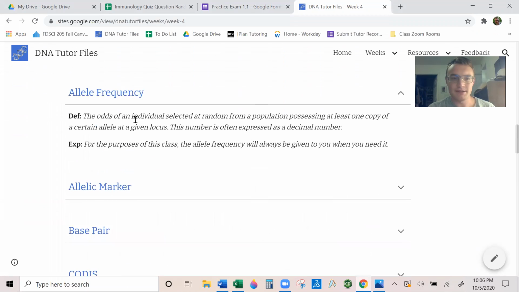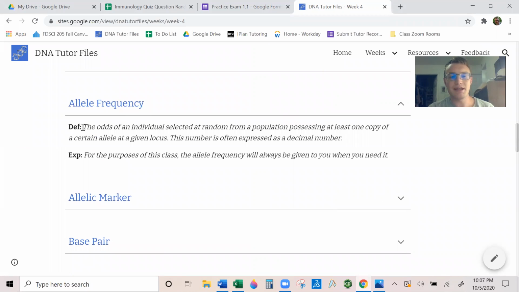So for allele frequency, an allele frequency is the odds of an individual selected at random from a population possessing at least one copy of a certain allele at a given locus. So if you remember from your study this week, a locus is simply a location on a chromosome. It's a particular address, you might say, where some short tandem repeats are usually found. And different numbers of short tandem repeats can be found at the same location on different chromosomes. So like my chromosome 2 could have different short tandem repeats on one of its loci than my wife's. Same location on her chromosome 2.